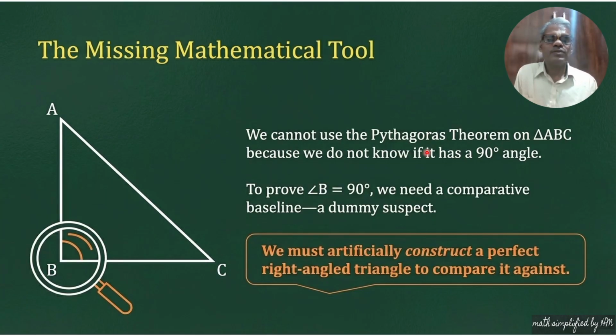We cannot use the Pythagoras theorem on triangle ABC because we do not know if it has a 90 degree angle. To prove angle B is equal to 90 degree, we need a comparative baseline, a dummy suspect. We must artificially construct a perfect right angle triangle to compare it against.